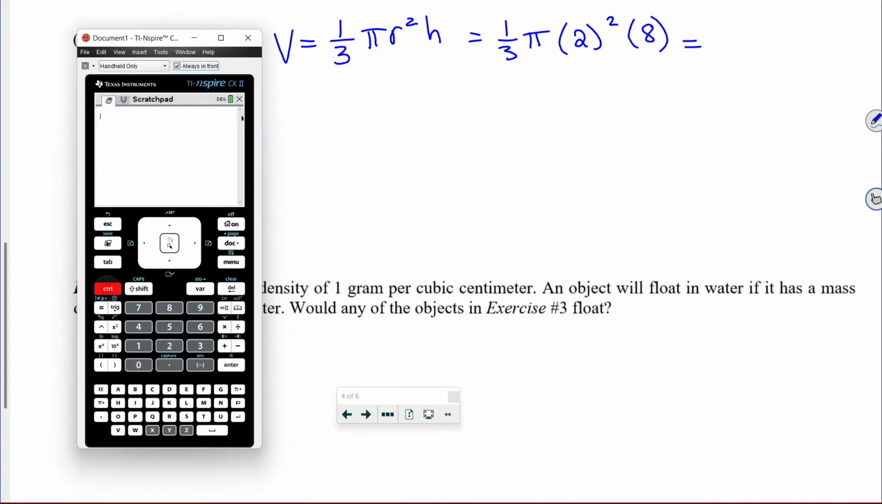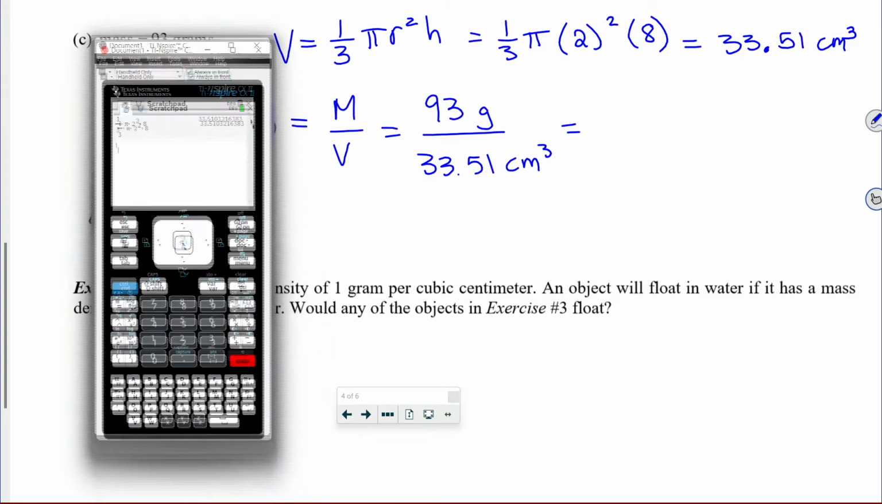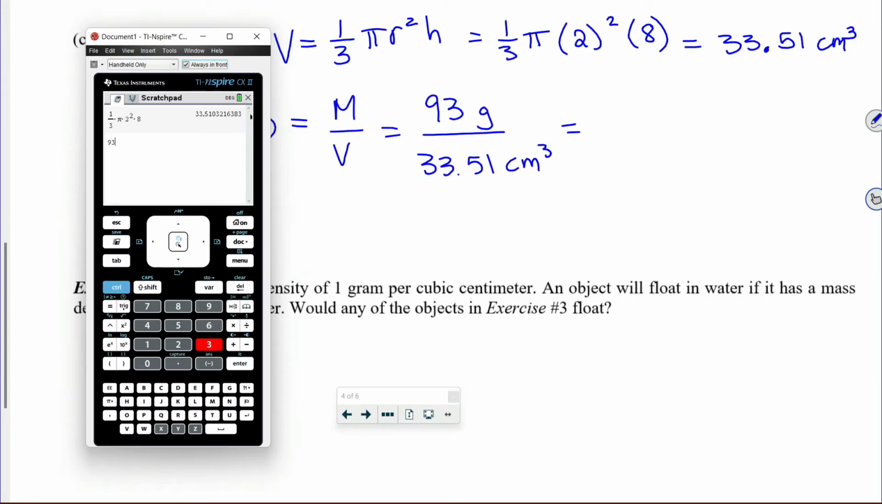Let's go with our fraction. 1/3 times pi times 2 squared times 8. 1/3 pi r squared h. That's going to be 33.51 cubic centimeters. All right. And now our density, which is going to be our mass divided by our volume, is going to be 93 grams divided by 33.51 cubic centimeters. So I'm going to do 93 divided by 33.51, and I'll get 2.78 grams per cubic centimeter.